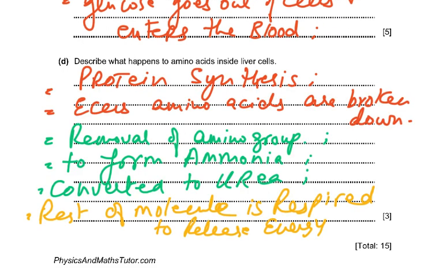So what happens to the amino acids inside the liver cells? They are used to make proteins. So protein synthesis takes place. The excess amino acids cannot be stored. So the excess amino acids are broken down, the amino group is removed, and they form ammonia, and then the ammonia combines with carbon dioxide to form urea, and the rest of the molecule is respired to release energy. I've talked about this in an older video of mine as well when I was explaining this chapter.